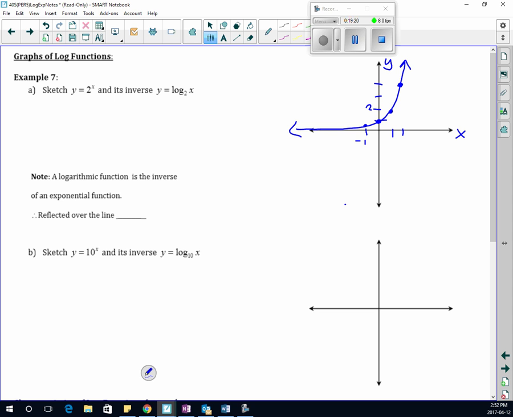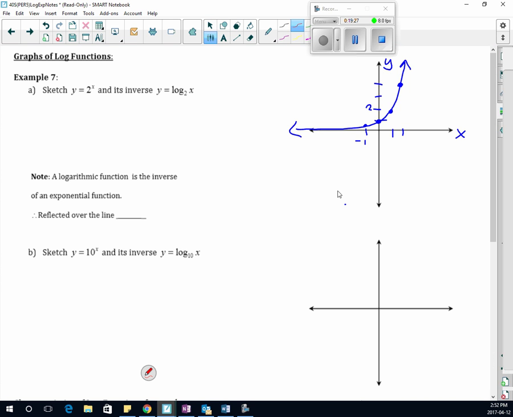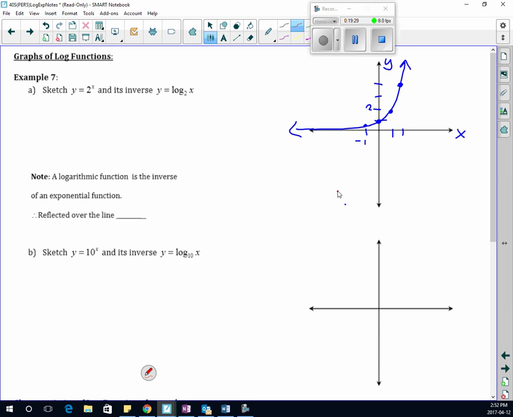Because how do we graph an inverse function? Do you remember? Let's switch the x and the y around. I'm going to do it in a different color ink. Inverse means I'm switching. The 0, 1 now becomes 1, 0. Remember, we're switching: 0, 1 becomes 1, 0. 1, 2 becomes 2, 1. I forgot to draw my asymptote.